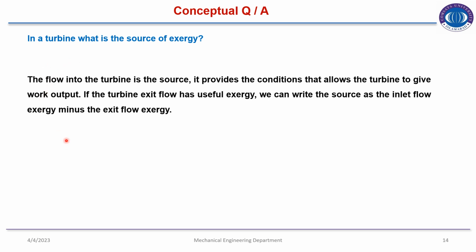The flow into the turbine is the source. It provides the condition that allows the turbine to give work output. If the turbine exit flow has useful exergy or energy, we can write the source as the inlet flow exergy minus the exit flow exergy. So the fluid flowing into the turbine will provide the available energy. If somehow the flow leaving the turbine also has a certain amount of available energy, then we will find the net work and subtract the exit flow energy.